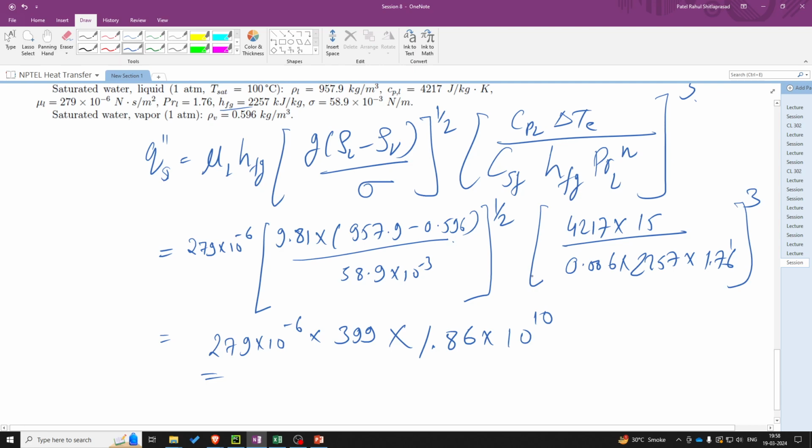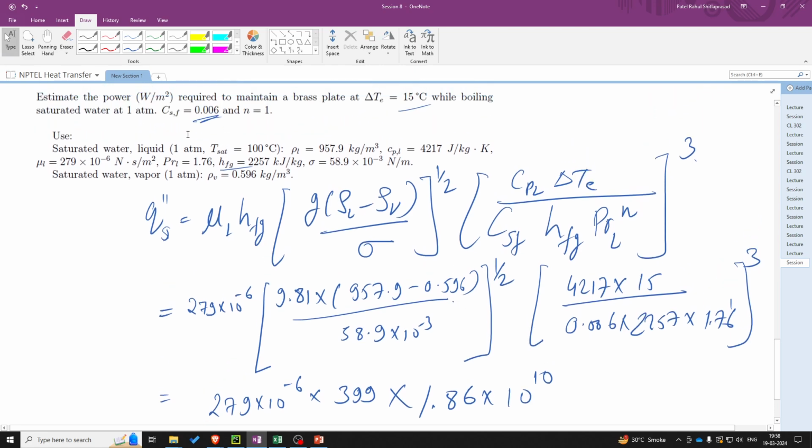So wait a minute. I might have made a mistake somewhere. The value of CPL is 4217, delta T is 15, CSF is 0.006. HFG we have been given, Prandtl number is 1.76.